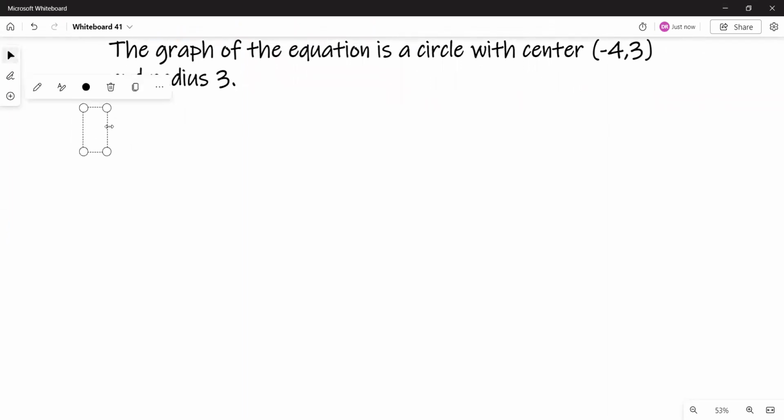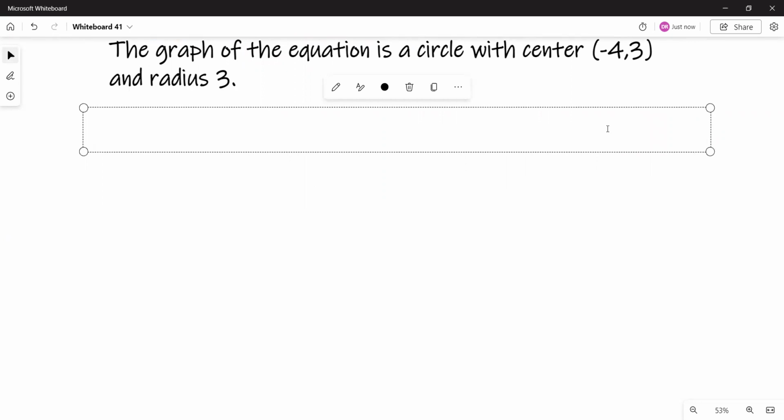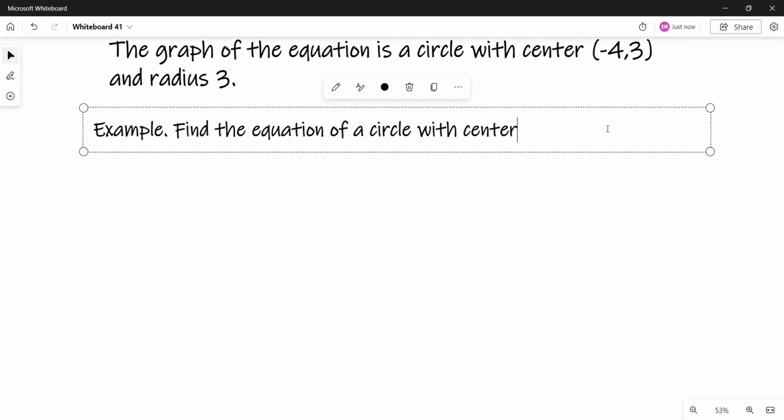In the next example, we're going to find the equation of a circle with center at negative 2, 5 and passing through the point 1, negative 3.